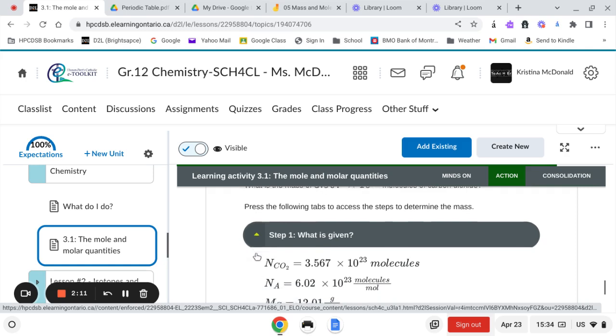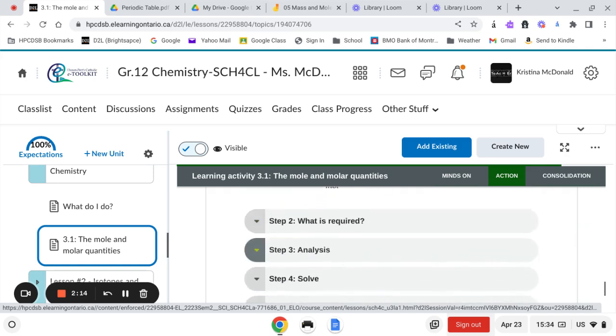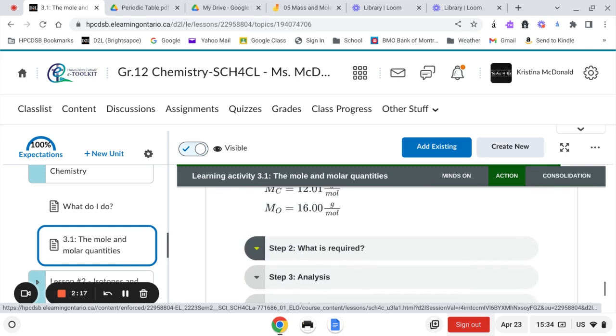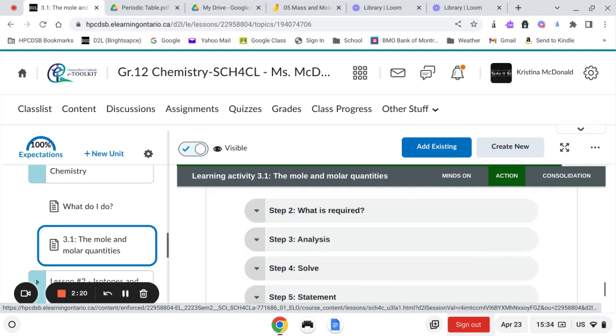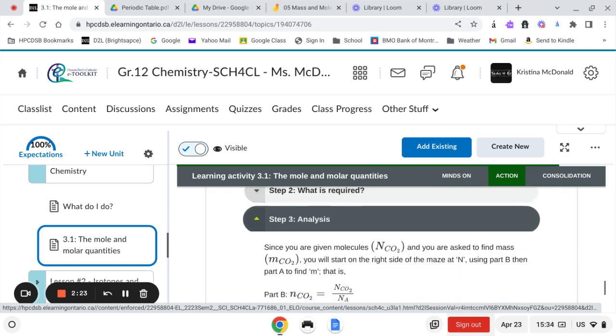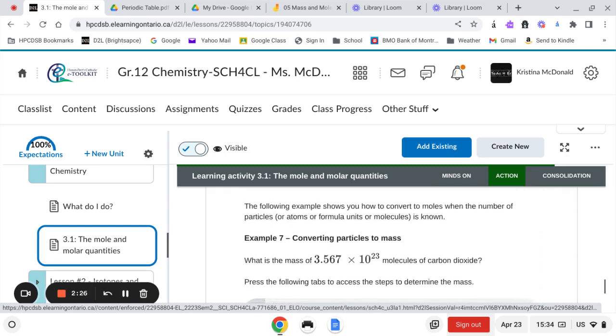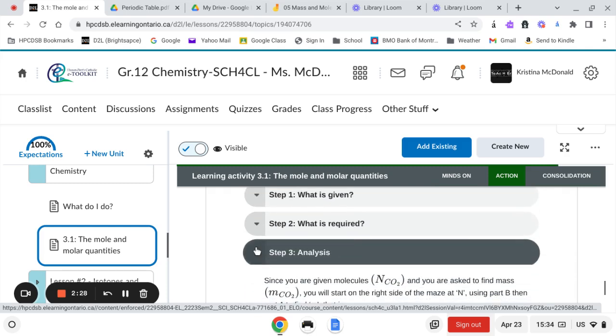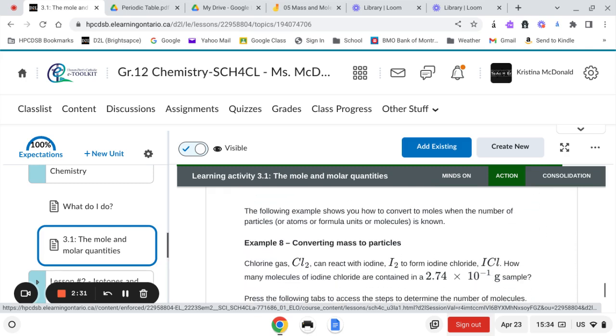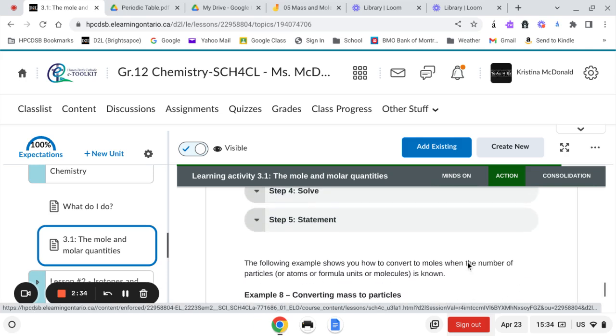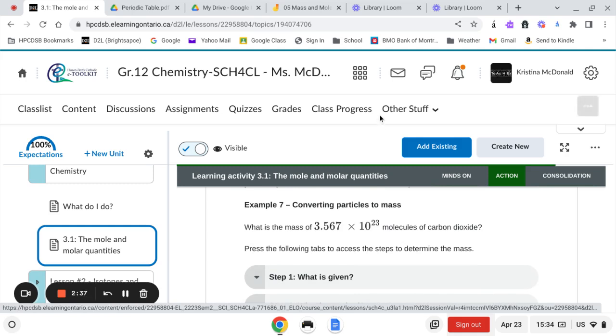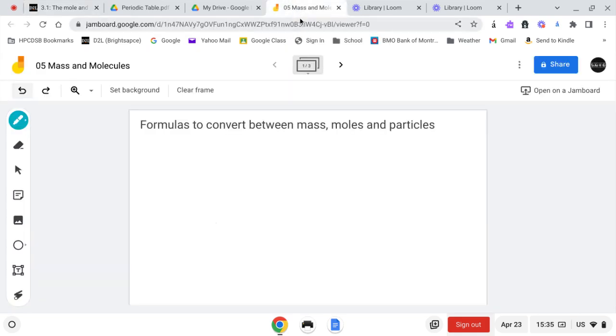They list all kinds of steps here for you in the resource note, and you are welcome just to click on these and go through them, but I'm going to take you through the actual calculations, and that way you can see how I would set this up. It might just be a bit more helpful for you to see me go through the work. And then there's a second example here, that same thing I'm going to go through. So I've copied these examples and put them on a Jamboard, and we're just going to run through the examples together. Now, let's just review the two formulas that exist to help us convert between mass, moles, and particles.